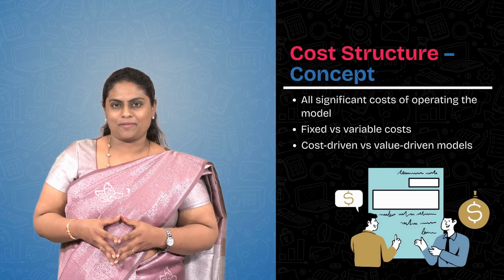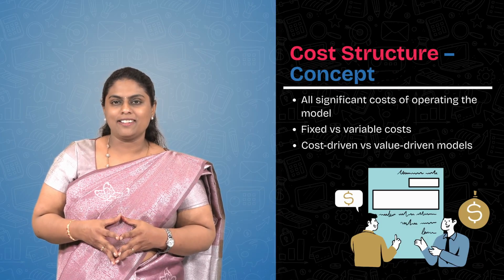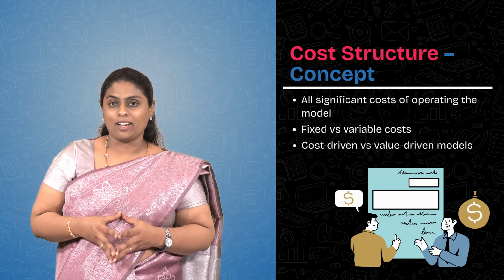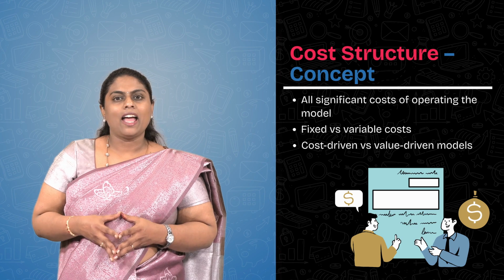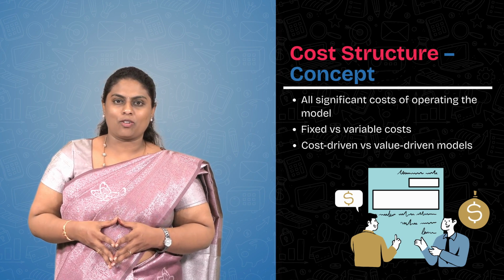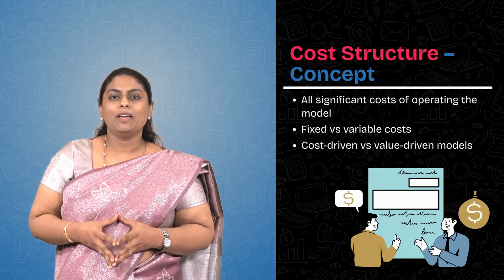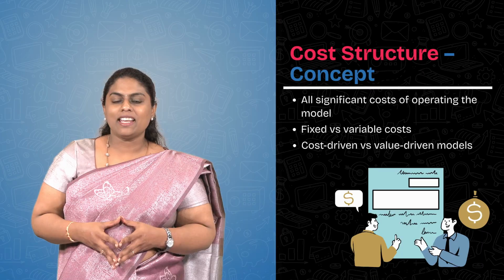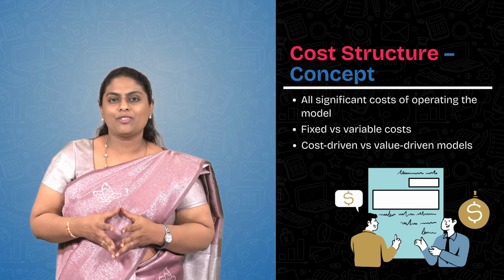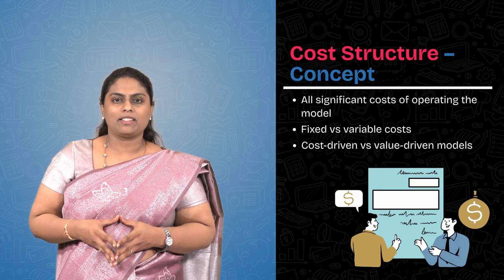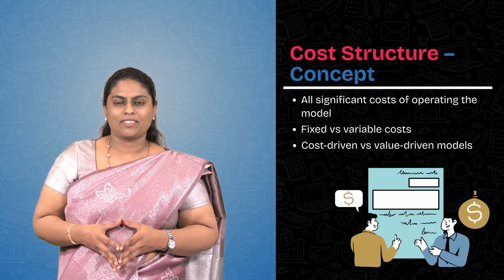Next is cost structure. Cost structure describes all significant costs incurred to operate a business model, including both fixed expenses such as rent, salaries, and infrastructure, and variable costs that scale with transaction volume. A model may be predominantly cost driven, seeking lean operations, automation, and low prices, or value driven, emphasizing premium service design and brand experience even at higher unit costs.